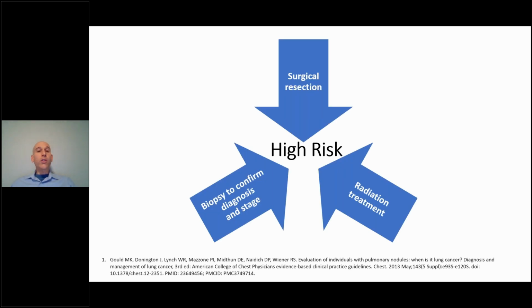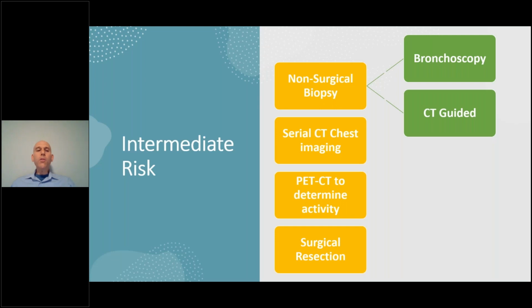Similarly, for a high risk individual, it's pretty straightforward in terms of recommendations. We either try to treat the patient with a surgical resection or radiation treatment, or we perform a biopsy to confirm the diagnosis and stage. So again, low risk and high risk patients, kind of straightforward, we have a good plan. But the intermediate risk patients are really challenging because there's a lot of different options. You could pursue surgery, you could get a PET scan, you could repeat the imaging, or you could move forward with a non-surgical biopsy, such as bronchoscopy or a CT-guided or percutaneous biopsy.